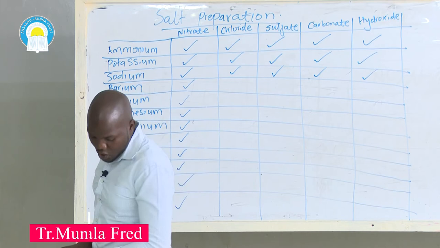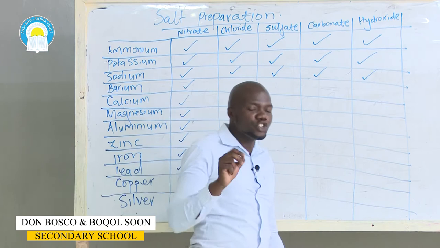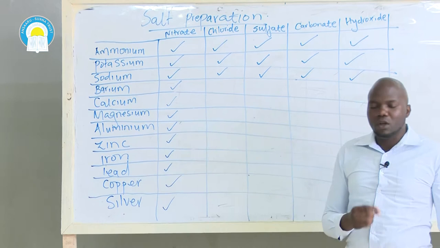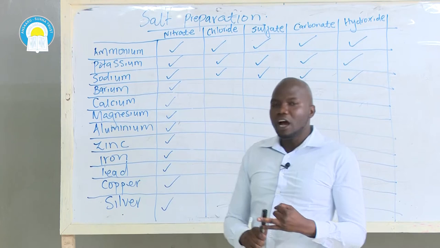Only those two chlorides are insoluble. That is what they mean. Which are these two? Lead 2 chloride and silver chloride are the only chlorides that are insoluble. The other common chlorides are soluble.